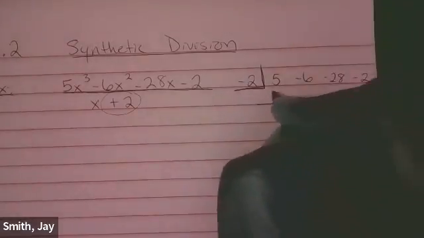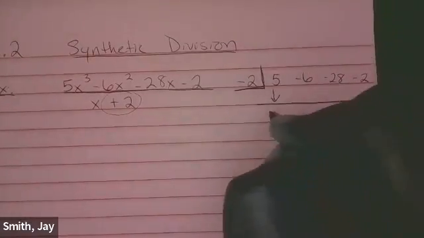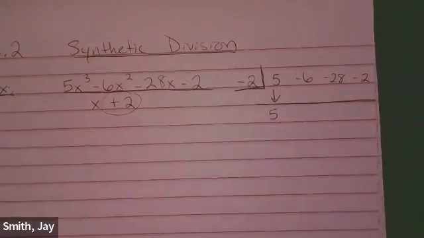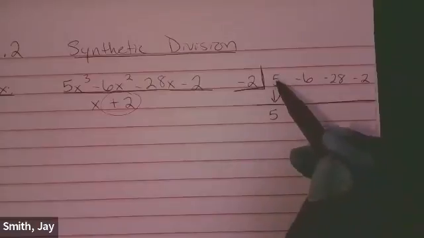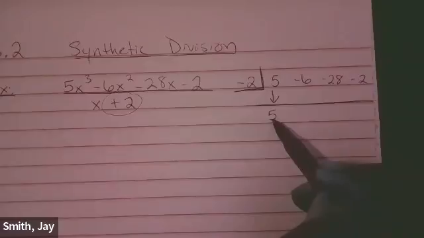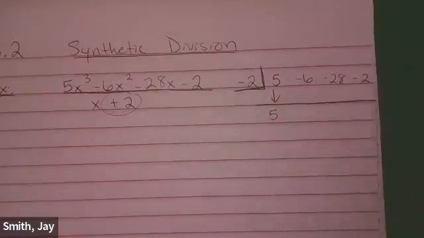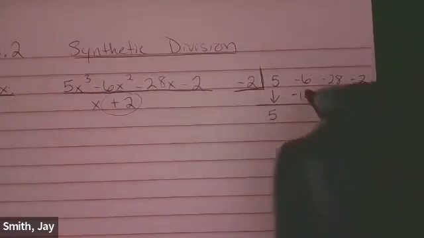So with synthetic division, what we're going to do is bring down that first term, or you can think of it as plugging in a 0 here. 5 plus 0 gives me 5. So we're adding vertically, multiplying diagonally. Multiplying diagonally, 5 times negative 2 gives me a negative 10. That goes right in my next column.